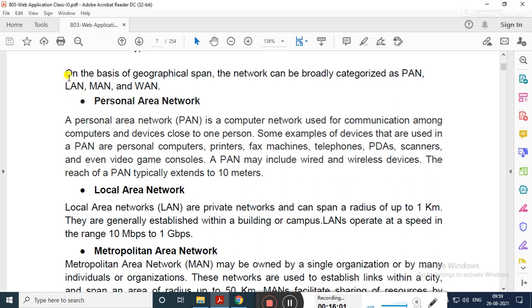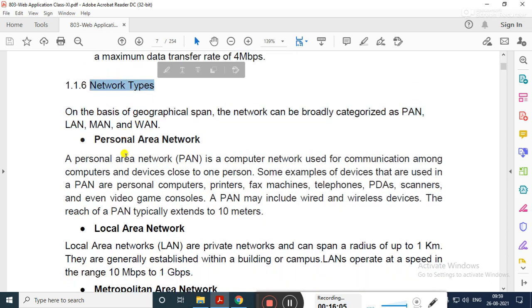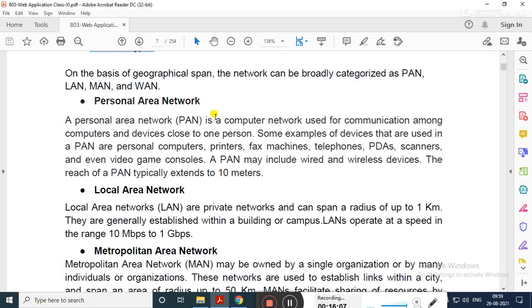Now another important thing: different network types. On the basis of geographical span, or geographical location, networks can be broadly categorized as PAN, LAN, MAN and WAN. What is PAN? Personal area network. What is LAN? Local area network. What is MAN? Metropolitan area network. And WAN is wide area network.